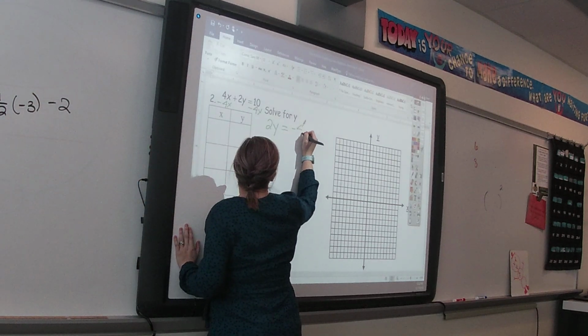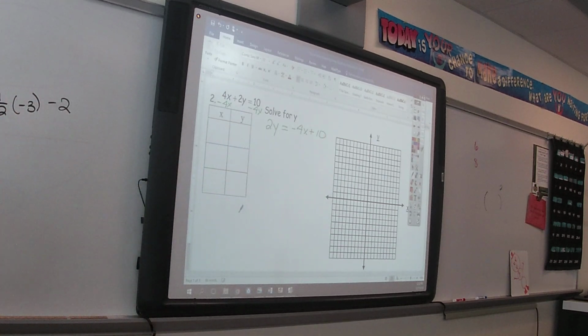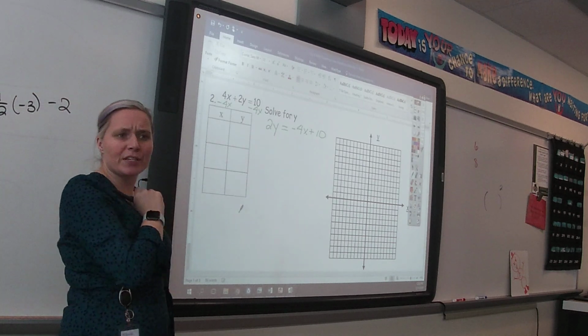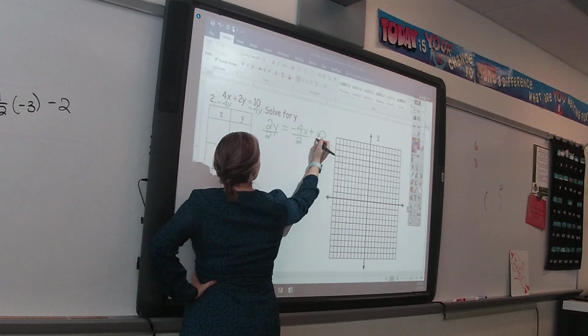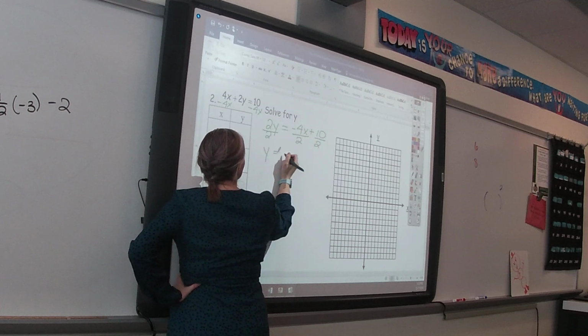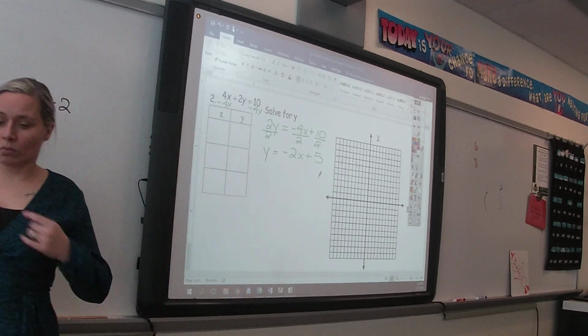Negative 4x plus 10. Then what? Divide by 2. How many places do I want to divide by 2? All of them. We okay with that?